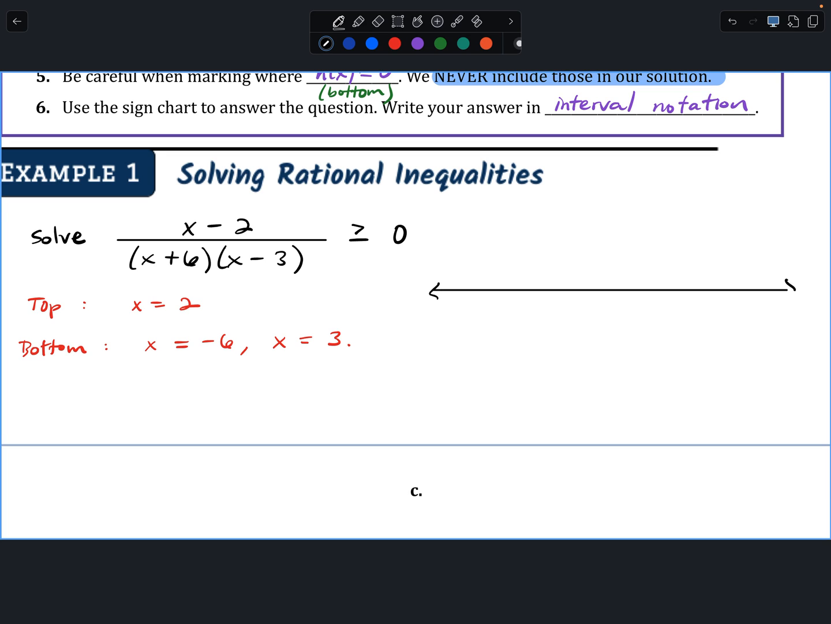So if you guys remember when we did this, we would put everything in order. So what number is the smallest of these 3 solutions? -6. Okay, and then I'm going to put 2, I'm going to put 3. Which one of these can actually be a solution? 2. So at 2, I'm going to put like a little wall and put a 0, because it can be 0.